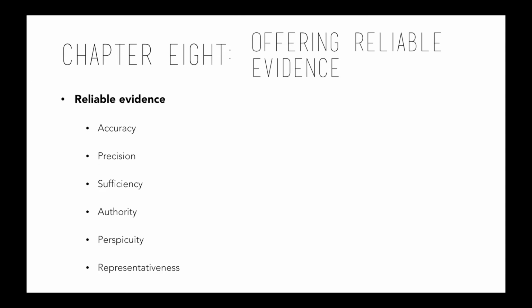There are 6 criteria in judging whether evidence adequately supports your argument: accuracy, precision, sufficiency, representativeness, authority, and perspicuity. A piece of evidence may be rejected if one of these criteria is not fulfilled adequately. It may also be rejected due to warrants, but we will discuss that in the next chapter. These criteria are not only limited to research arguments, but are everywhere in our daily conversations.